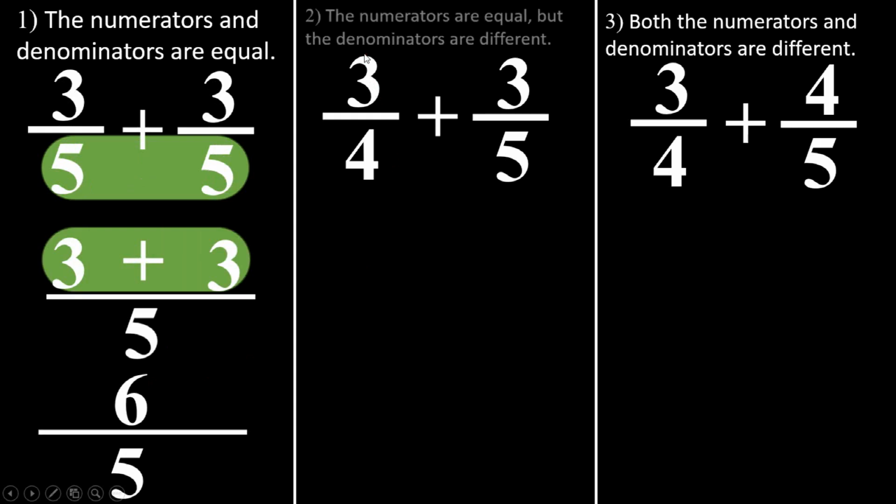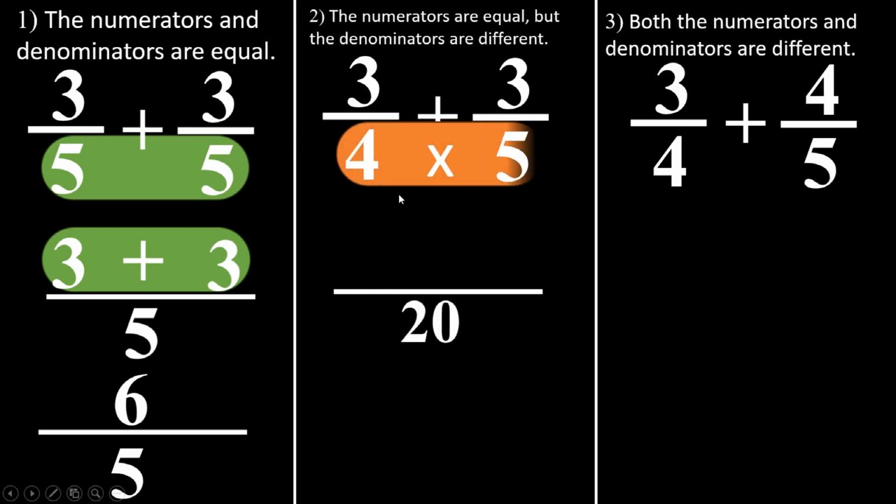Part 2, different denominators, same numerators. Now for the second case, the numerators are identical, but the denominators are different. To solve this, find a common denominator by multiplying the two bottom numbers.